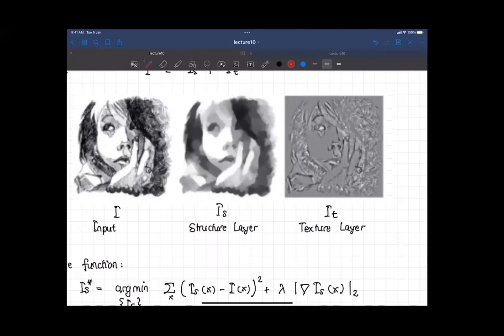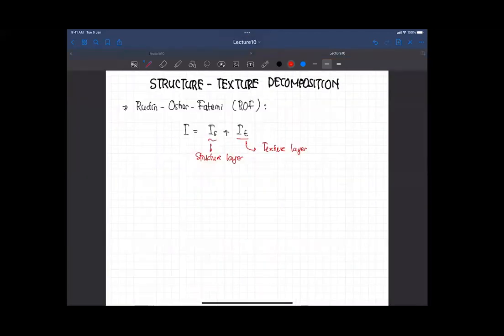You can imagine that the texture layer basically has edges, and if there's noise, it will go to the texture layer. The structure layer is like a cartoon, only the surface, which is very smooth. And supposedly there will be no noise in the I_S layer. And in the Secret of Optical Flow and many papers, they use the structure layer as the input instead of I. That's why this is called preprocessing. So this is a kind of denoising algorithm. Any question here for these two layers? Yeah, I think it's quite intuitive, right?